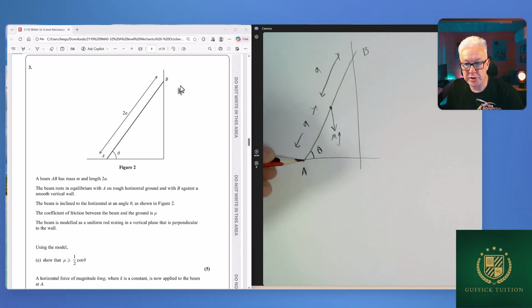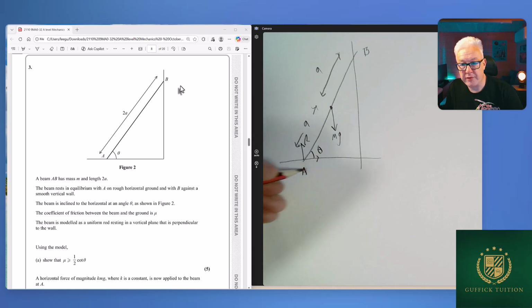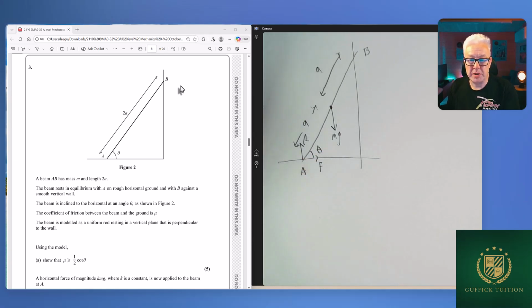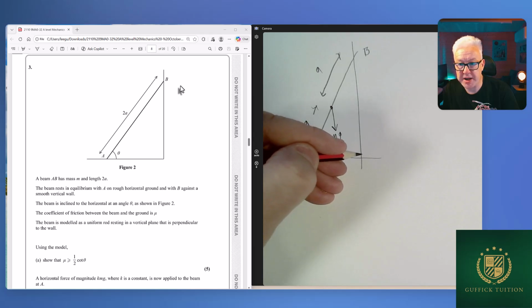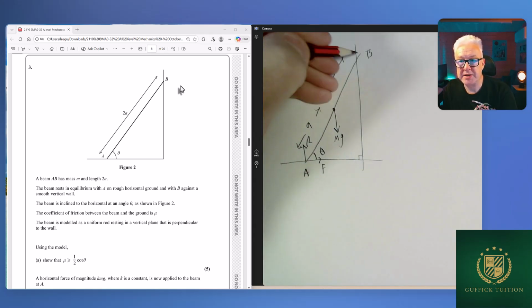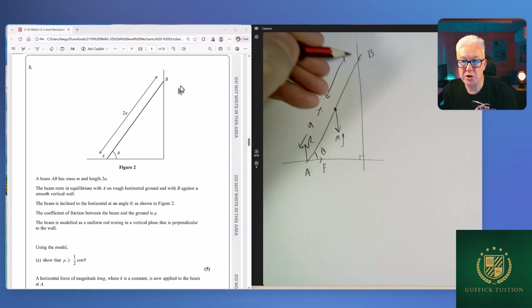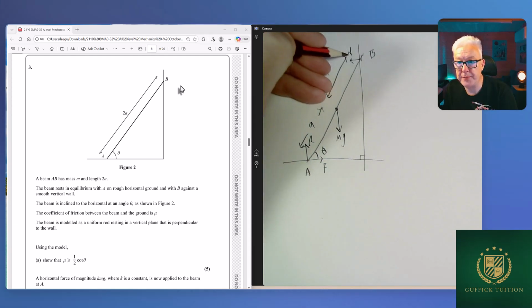A normal reaction here at the ground, which we'll call R. We have rough ground, so friction is going to be acting towards the wall, because remember that's what's stopping the ladder from slipping down. It's smooth up here, so we haven't got any friction up or down there, but we have got a reaction here, which we're going to call N for normal reaction.